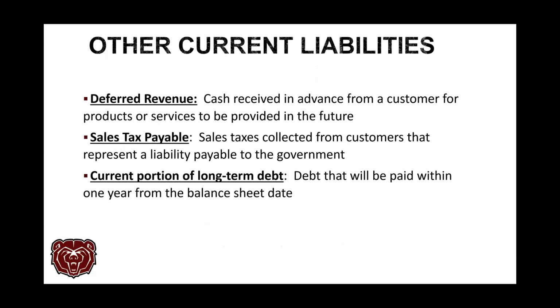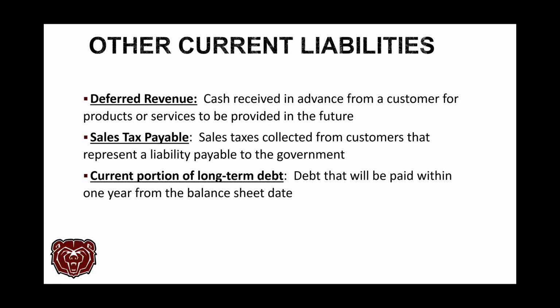We have some other current liabilities, but these are all ones that we've talked about early in the class, right? You've got deferred revenue. This is when a customer pays you cash in advance of you actually performing the service or providing them the good. That's a deferred revenue. This is our unearned revenue account, right? That's that liability that we increase. And we've been talking about that since chapter 2, chapter 3.